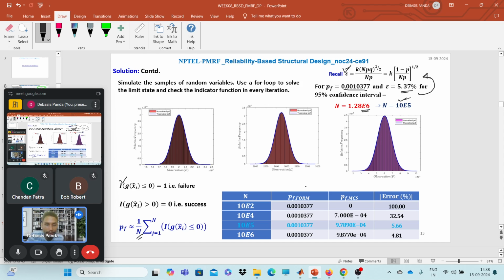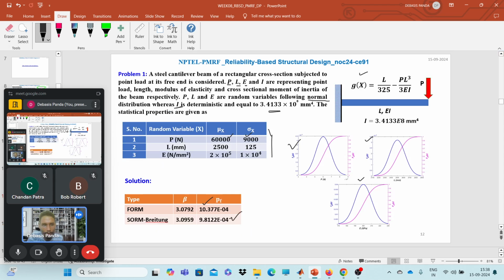Now in this box you can see our desired number of simulations is 10 to the power 5. For 10 to the power 5, we can see the Monte Carlo simulation will give almost 5.66% error with respect to FORM. And if we look at the SORM result, it is very close to the SORM result, like 9.81 into 10 to the power minus 4.